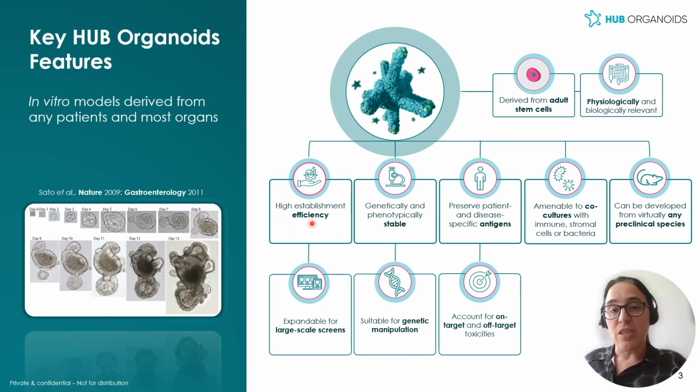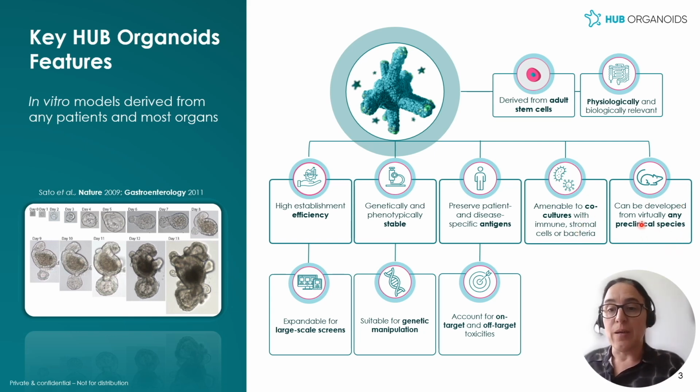The efficiency of establishing this model is very high if we compare it with the establishment of other traditional preclinical models like cell lines or PDX. They are genetically and phenotypically stable. The culture conditions do not induce any transformation of the cells. They preserve patient and disease-specific antigens, and we are taking advantage of this to have more human-relevant models on the bench. The good thing is that they are amenable to co-culture with immune and many other cell types, so we can also develop as many complex assays as we need, depending on the question that we want to answer and the challenge that we want to address.